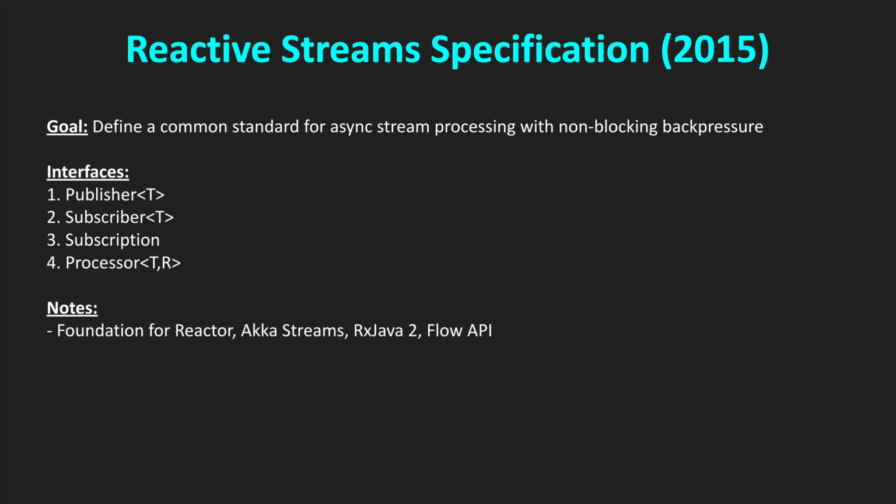The next one is around 2015, when the way we create reactive stream APIs, frameworks, libraries, and so on was streamlined, and four interfaces were introduced as a part of the reactive streams specification: Publisher, Subscriber, Subscription, and Processor, that I've mentioned here. These four interfaces are the backbone. They are the main foundation for Reactor, for Akka Streams, for RxJava 2, and the Flow API that we are going to review a bit later.